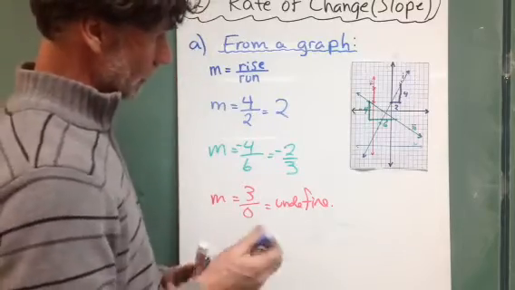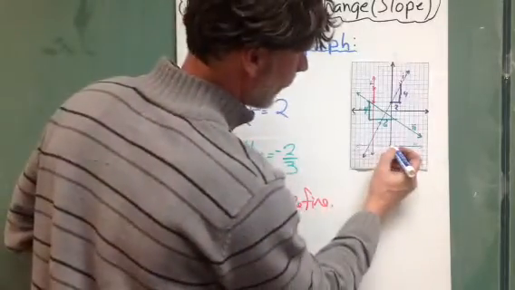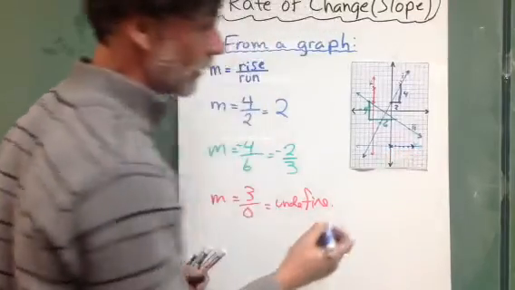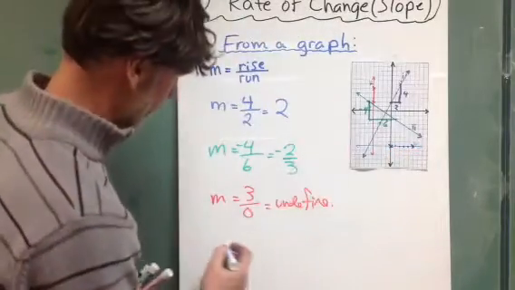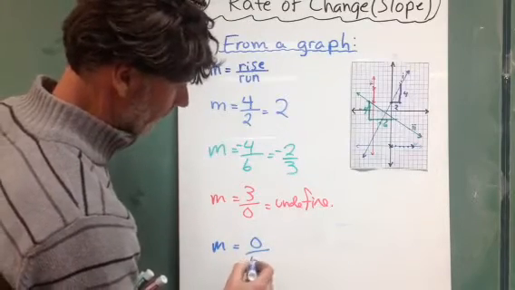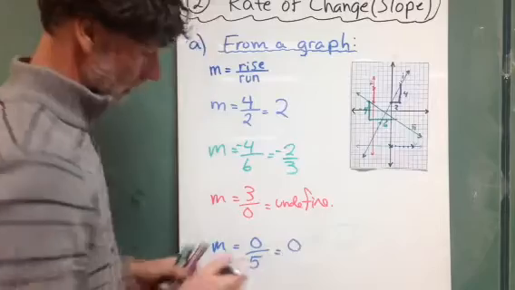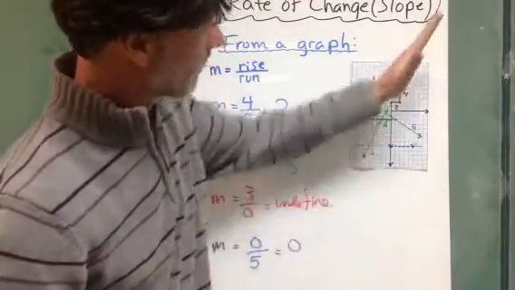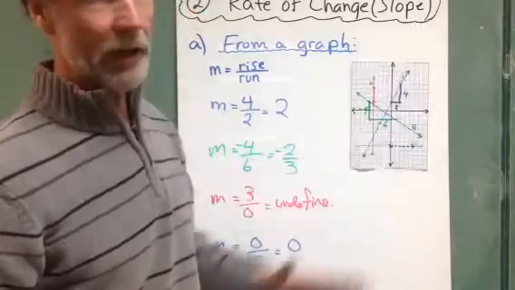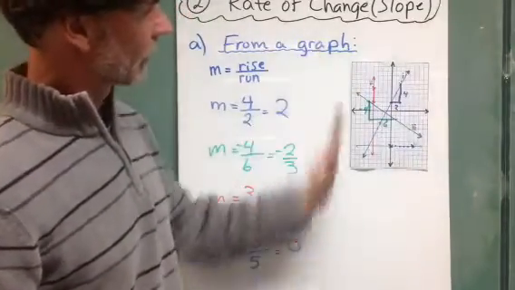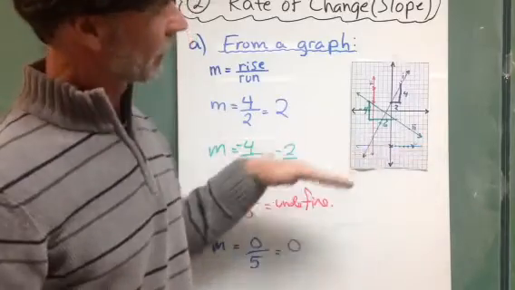And finally, another blue one, this line. If I chose these 2 points here, 1, 2, 3, 4, 5, I have a run of 5, but no rise. So my rise this time is 0, my run is 5, so the slope there is 0. So in summary, if it's going uphill, going left to right, it's a positive slope. Going downhill, it's a negative slope. Vertical is undefined, horizontal is 0.